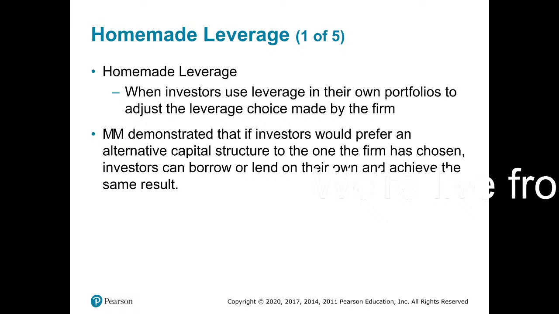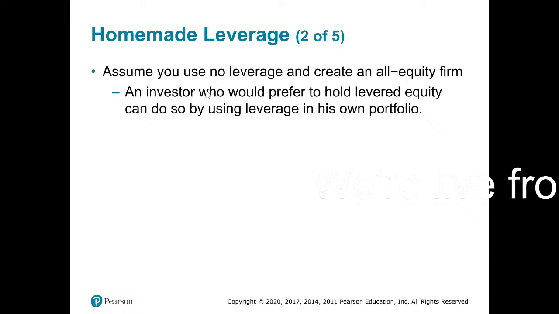If the investors borrow, that's what we call homemade leverage. So the argument made by MM is that if the investors don't like debt financing, or they prefer debt financing, the investors can do this themselves. Assume you use no leverage and you have an all equity company. The investor can borrow and create a similar effect.